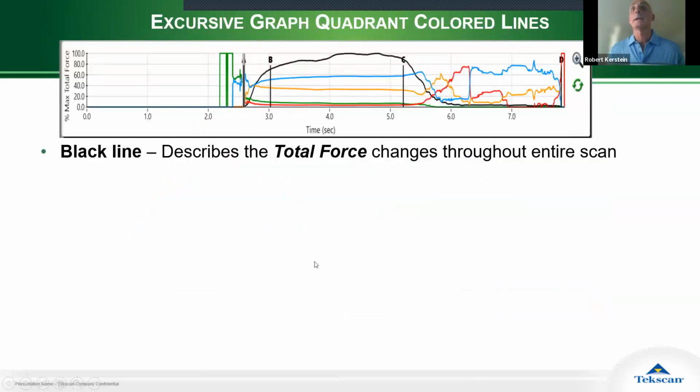Now, what do the lines mean in an excursive graph? Very similar to the closure graph. The black line is total force. So here you see a patient struggling to bite down, then they squeeze harder, then they waver, then they let go, and here they begin an excursion.